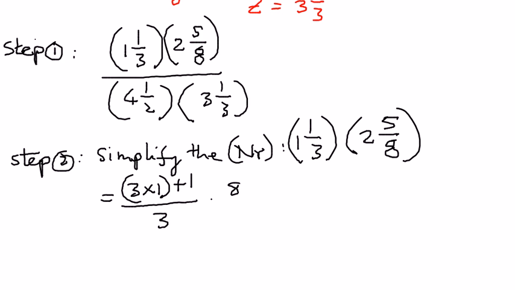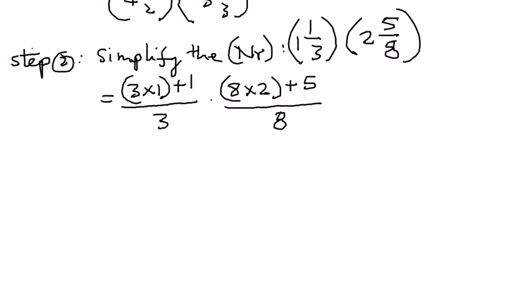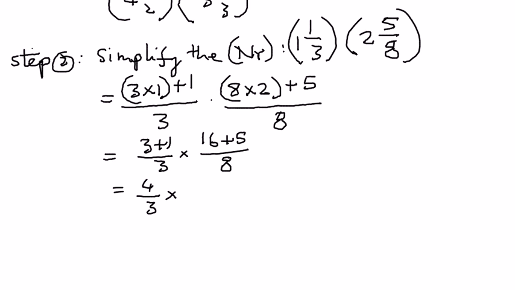We take the denominator of the fraction, multiply it by the number on the side, take the product of that, add the numerator part to it, which is 5, and divide that whole number by 8. So now we simplify this some more. So 3 times 1 is 3, plus 1, divided by 3, times 8 times 2 is 16, plus 5, divided by 8. So when we simplify this, this is going to be 3 plus 1 is 4 divided by 3, times 16 plus 5 is 21 divided by 8.